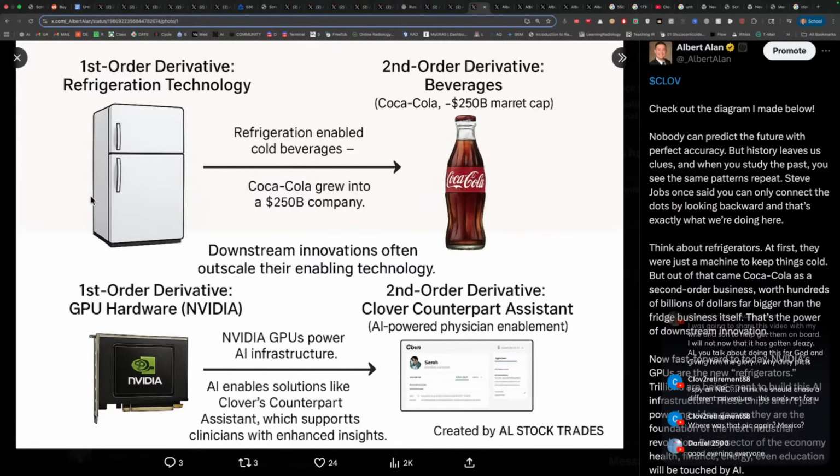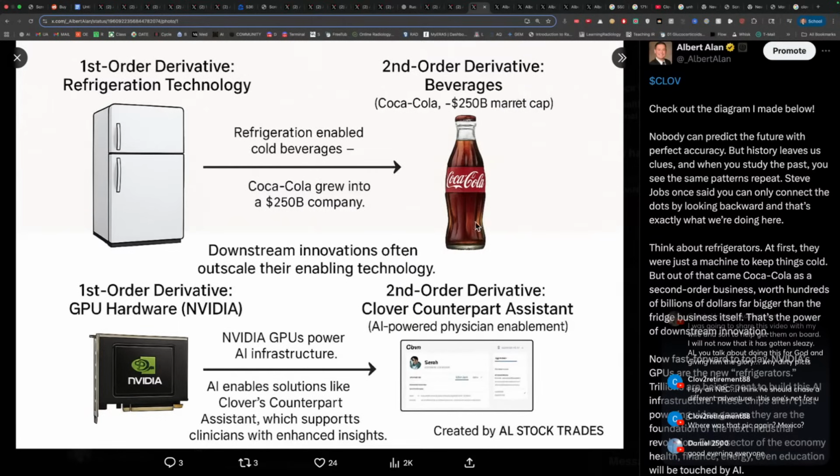If you look at the refrigerating market, obviously Samsung, Whirlpool, GE, they all own their own fridges, right? I have a Whirlpool one. But let's assume that all the fridge companies' market caps are combined together. It's like a $60 billion business, the world's refrigerators. So how is it that the world's refrigerators is a $60 billion market cap, but this little thing is a $250 billion market cap? So what does that teach you? It teaches you that downstream innovation often outscales its enabling technology.